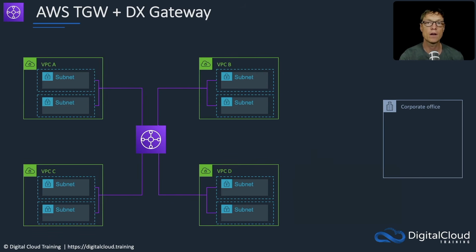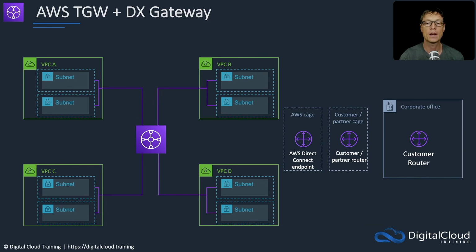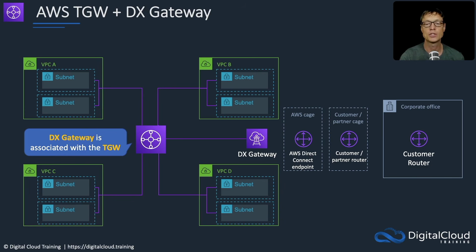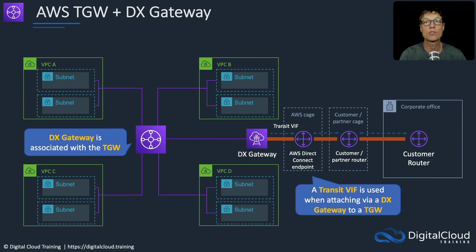So in this case, rather than using a site-to-site VPN, our corporate office has a customer router, and we're connecting into a DX location, and we're using a DX gateway. So now the DX gateway has a connection to Transit Gateway, and that's called an association. We then have the physical connection back to the corporate office from Direct Connect, and we create something called a transit VIF. So this is another type of virtual interface specifically used for Direct Connect gateways when they're associated to a transit gateway. So a transit VIF is only used when you're attaching a DX gateway to a transit gateway.